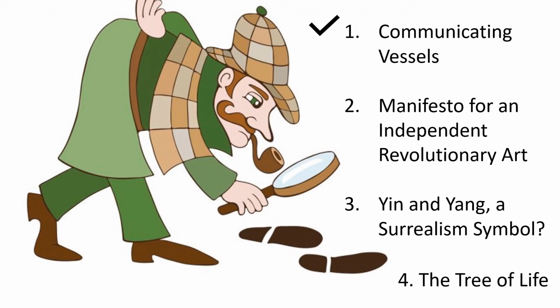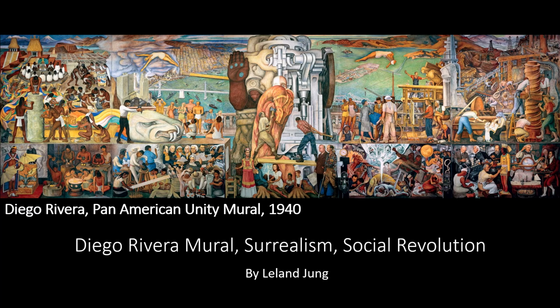So what's the print about? It's about connecting different worlds, opposites, to create a balance and a social revolution for a better world. And in this series of videos, we're going to attempt to show that Diego Rivera's Pan-American Unity mural had the same goals. This is Leland Jung, a student Diego Rivera docent at City College of San Francisco.